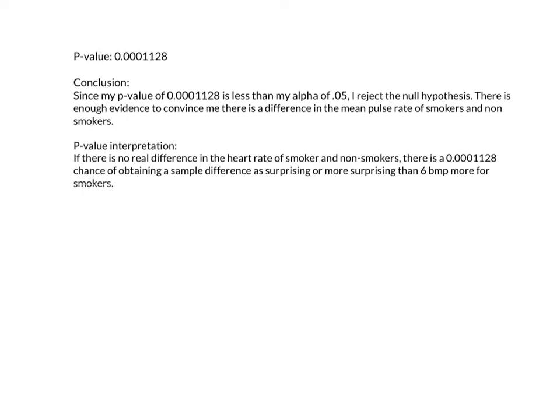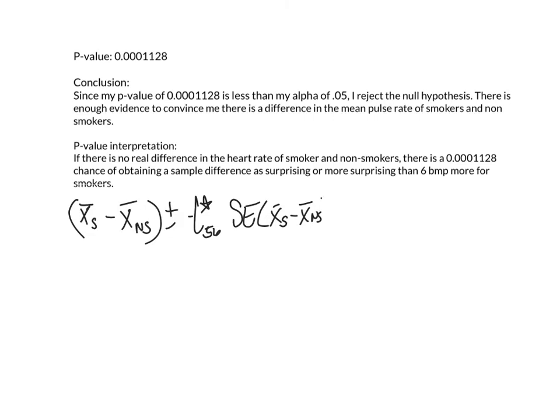Our confidence interval is our difference, x̄s minus x̄ns, plus or minus our t star with 56 degrees of freedom times our standard error of x̄s minus x̄ns, which was 6. Our difference in the means was 6 beats per minute, plus or minus, I'm going to have to look at a table for that t star, and then my standard error was 1.444.